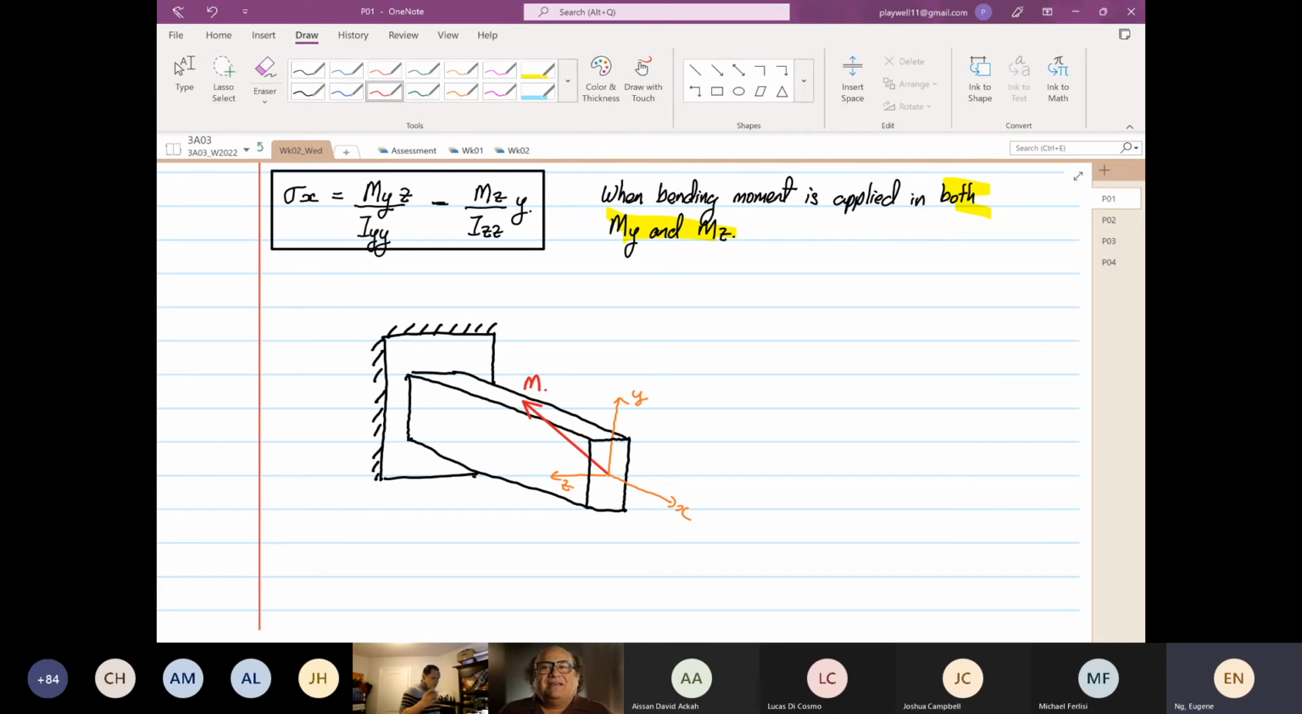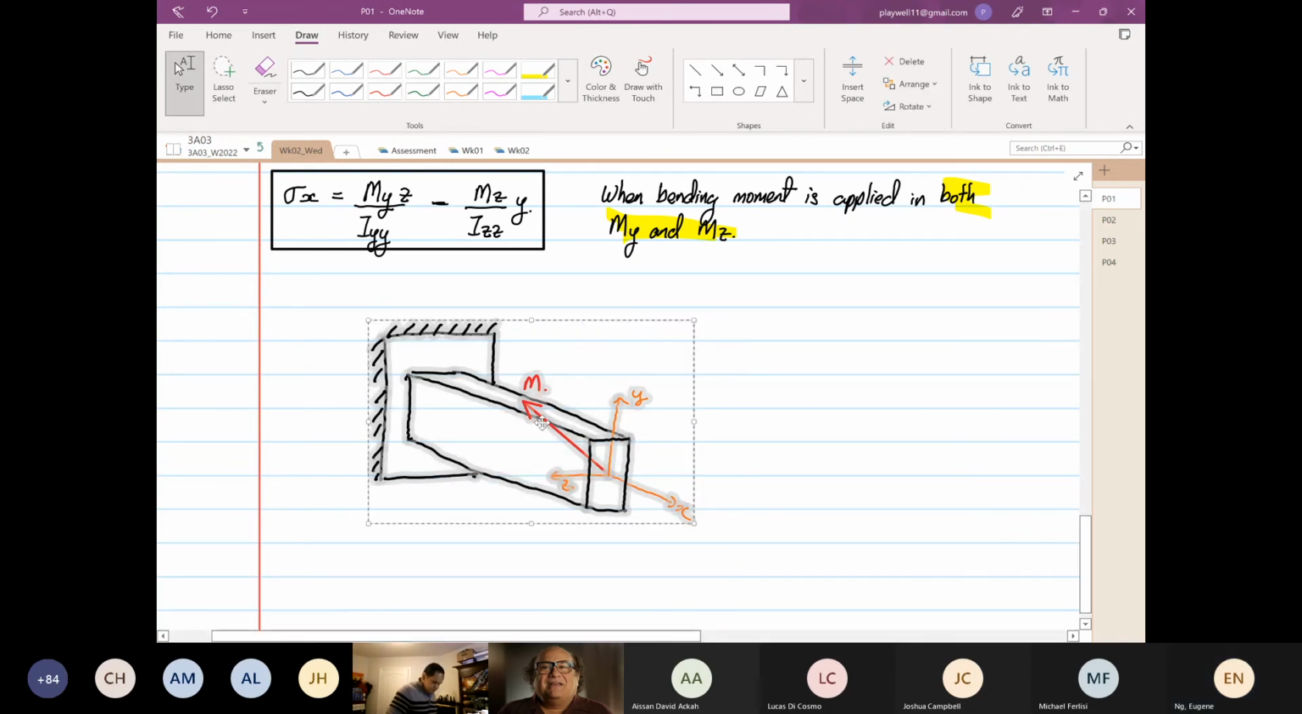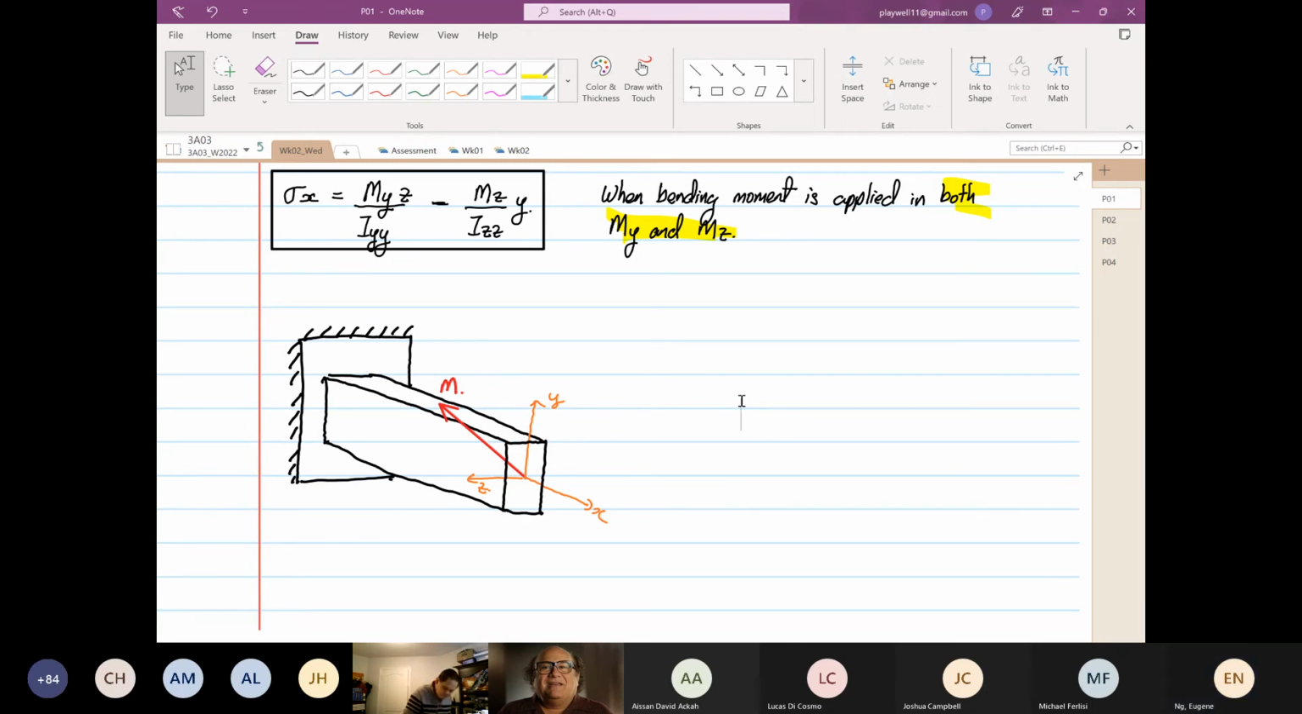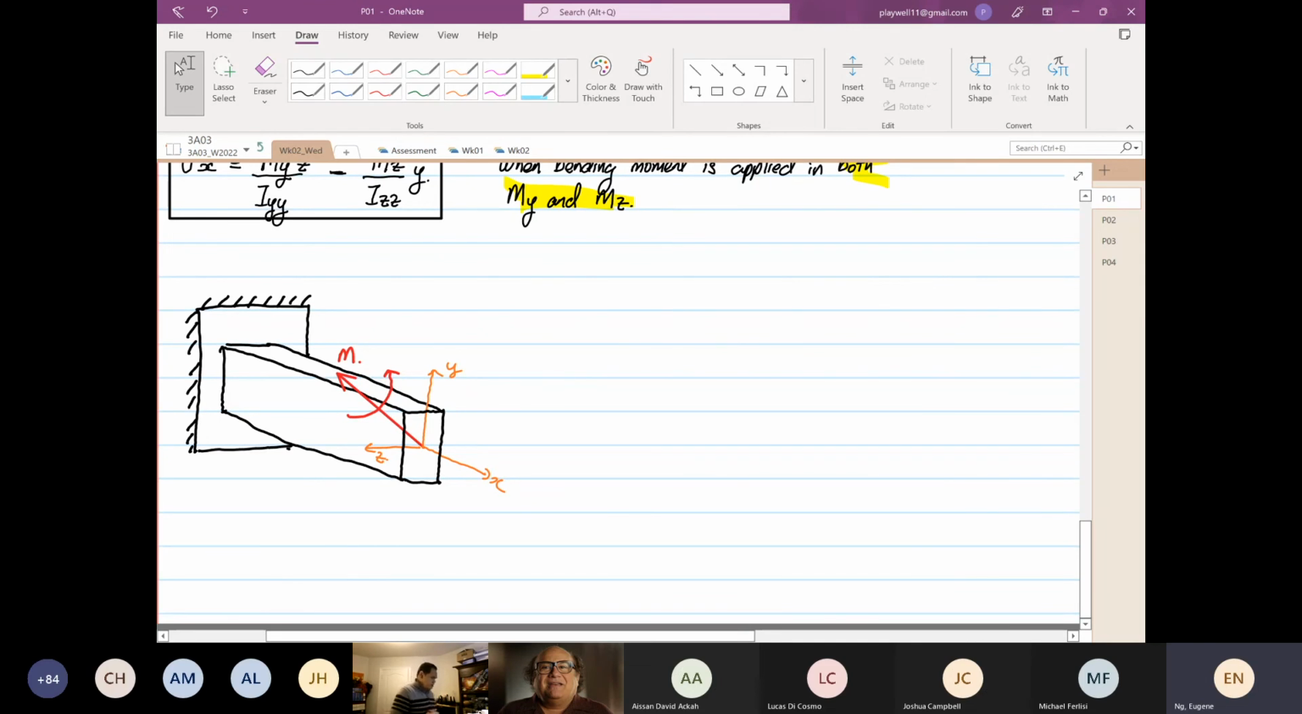Okay, so now we are going to view the cross-sectional view. And what you will usually see when the moment is like this, you apply the right hand rule, and the moment is acting this way, right? Oh, bad drawing. Come on, Eugene, wake up. Okay, so this is the rotation of the moment. Right. So now we are going to look at the cross-sectional view.